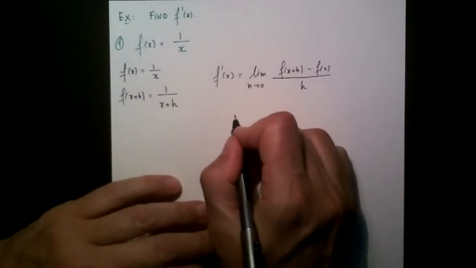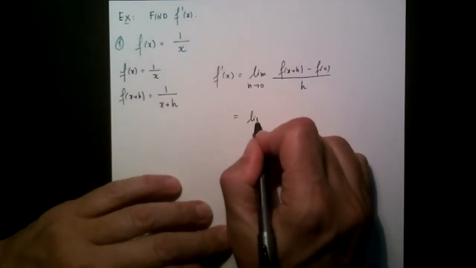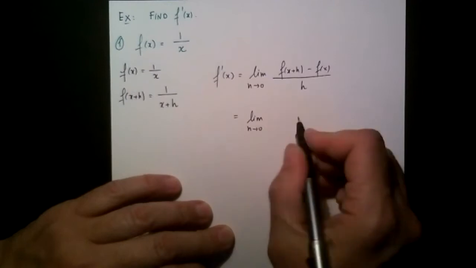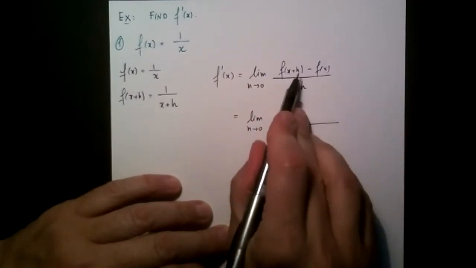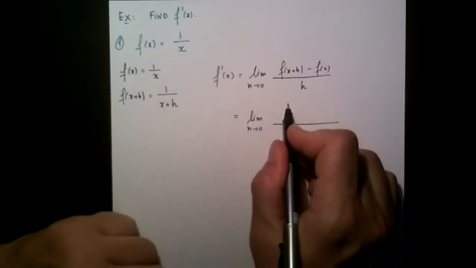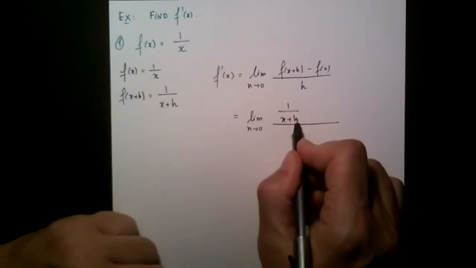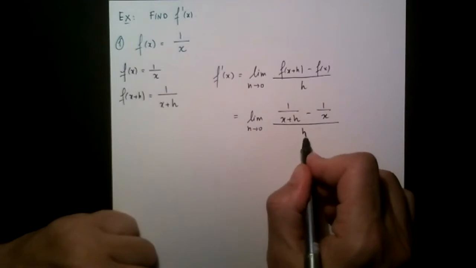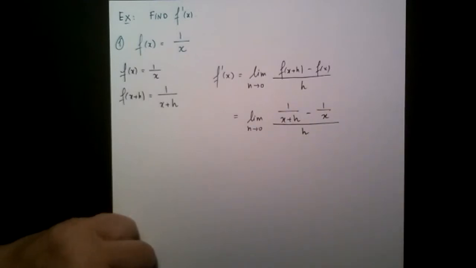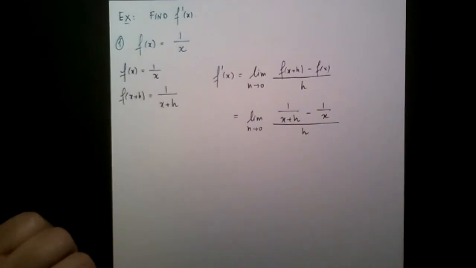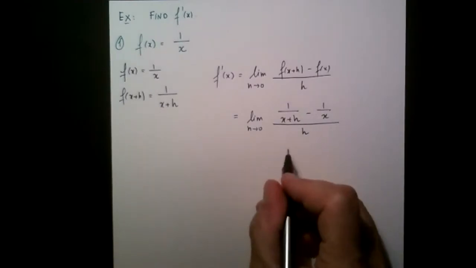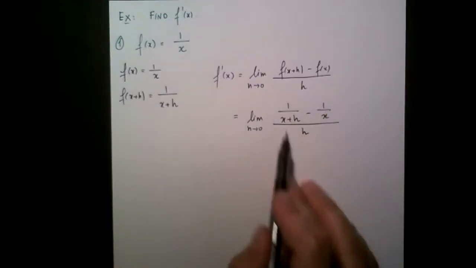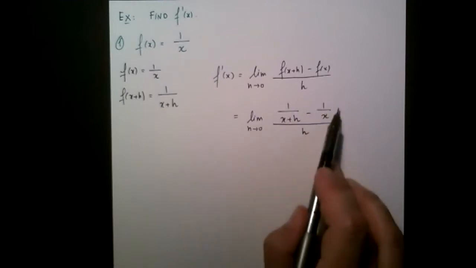So equals the limit as h approaches 0, and now I'm going to replace f of x plus h by 1 over x plus h, minus f of x, which is 1 over x, and all this divided by h. Okay, so now I have fractions on top of fractions, so let's find the common denominator on top.